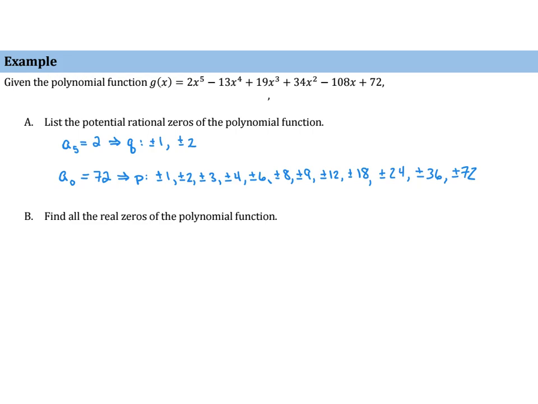So our potential rational zeros, our p's over q's, will be the set plus or minus 1, plus or minus 2, plus or minus 3, plus or minus 4, plus or minus 6, plus or minus 8, plus or minus 9, plus or minus 12, plus or minus 18, plus or minus 24, plus or minus 36, plus or minus 72. And then we keep going. That's all of the p's divided by 1. Now we take all the p's divided by 2, and we don't repeat any that we've already listed. So we have plus or minus 1/2.